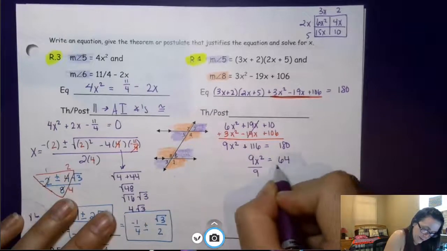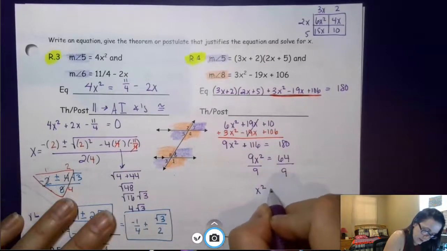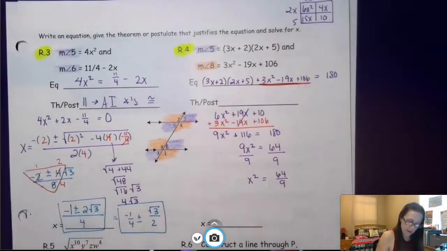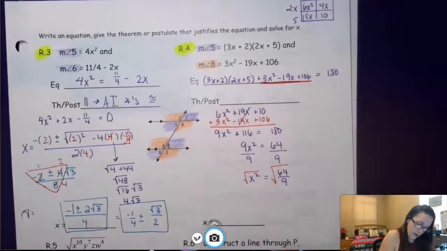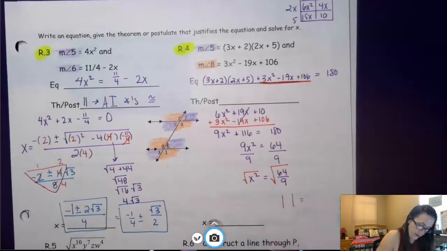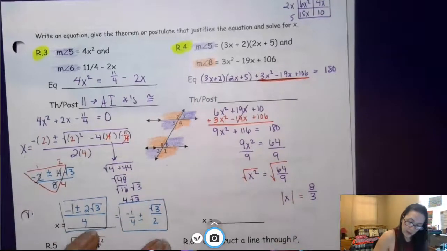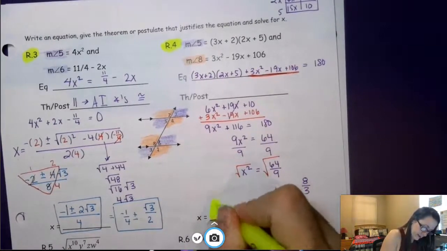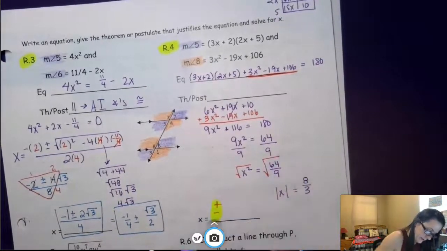Now I'm going to divide by 9. I end up with x squared equals 64 over 9. This is really nice because they're both perfect squares. So when I go and put in my square root, remember, this is absolute value of x equals 8 over 3, which means, don't forget, plus and minus. My answer here is going to be plus or minus 8 over 3.